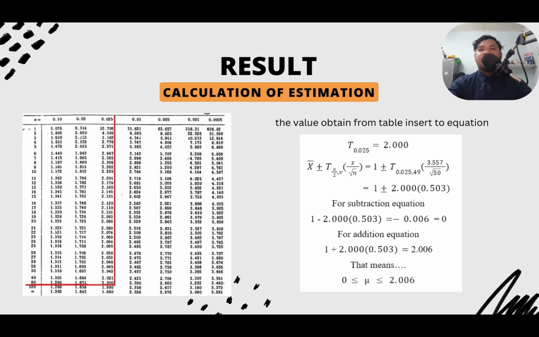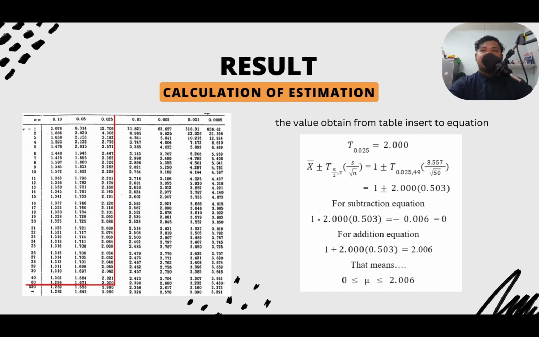So equal is 1 plus minus t 0.025 and 49, in bracket 3.557 divided by the root of 50. We got under it, we're going to substitute the value of t with t 0.025, which is 2.00, and we calculate inside the bracket, so we get 0.503. With this calculation, we're going to split it into negative and positive.